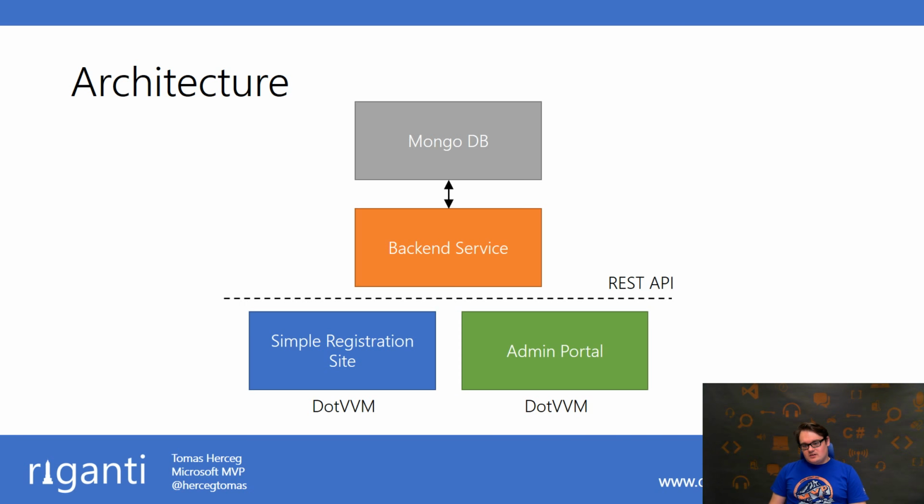So on top of this database, there will be a backend service which will publish a REST API. Actually, there will be two kinds of API. One API for public use, so anyone can write a microsite for his conference with a registration form, and connect this microsite with the backend service with the REST API. And also I will write a simple admin portal for this solution, and it will also use a REST API.